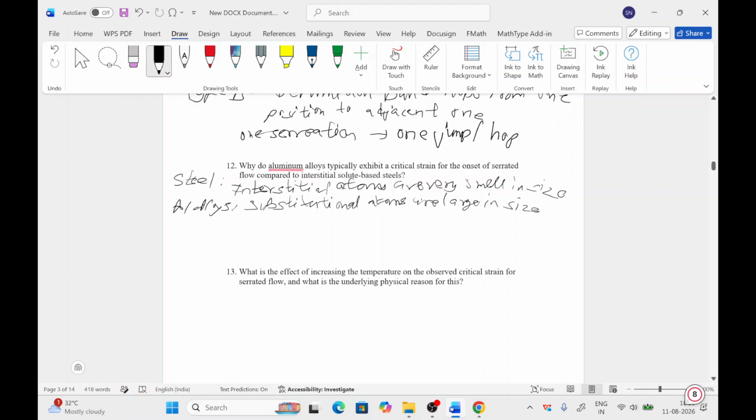So interstitial atoms can move for any level of stress applied, but for aluminum alloys, we have to apply some stress. So deform the metal a little bit up to a certain level of strain, and then the serrated flow starts. Means after the yield point, it started.